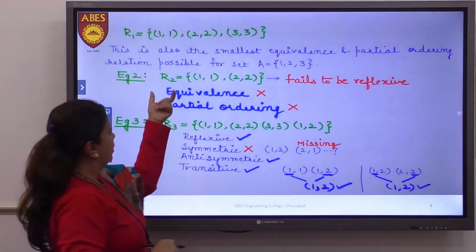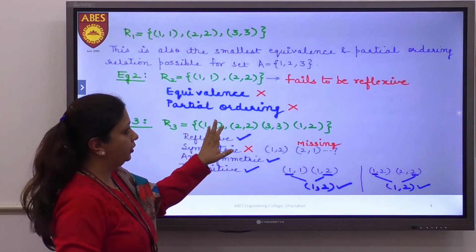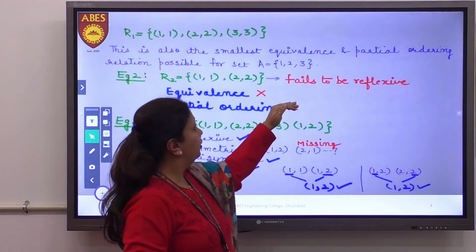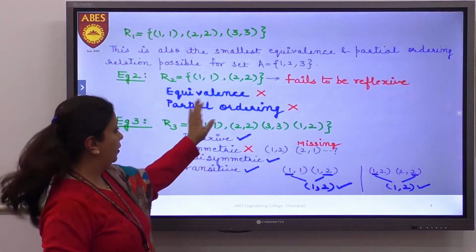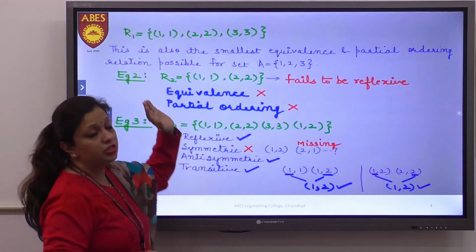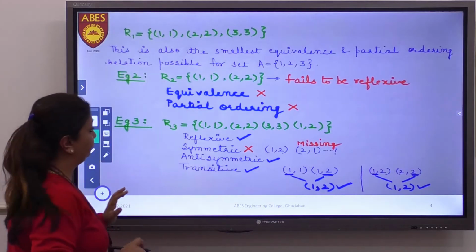Now see, in the second example we have removed the pair 3, 3. So what happens? It fails to be reflexive, and since it fails to be reflexive, we cannot say that it is equivalence, neither can we say that it is partial ordering. So what can we say? That this is the smallest possible equivalence or partial ordering relation.